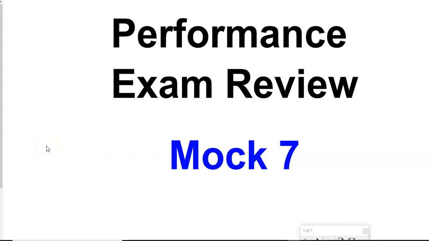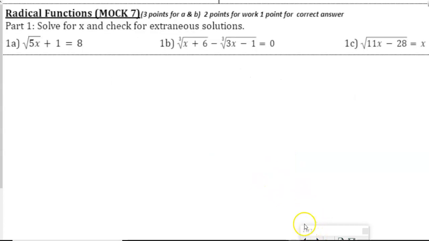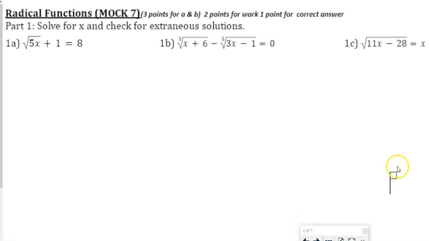So in this video, I'm going to go over the performance exam review for Math 7, and we'll be doing separate videos for all of them, okay? So the first one here says radical function. So this is our Math 7 question. You're going to get 3 points for A and B: 2 points for your work and 1 point for your correct answer, okay?